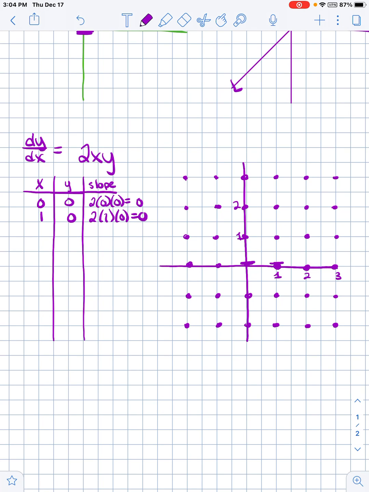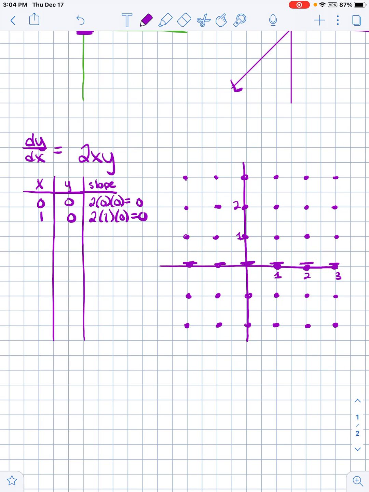And then if we're at the point (2, 0), the slope is 0. So see, this is what I mean by patterns. We don't have to actually put all of these values in the chart, because once we notice a pattern, we know some things are going on here.